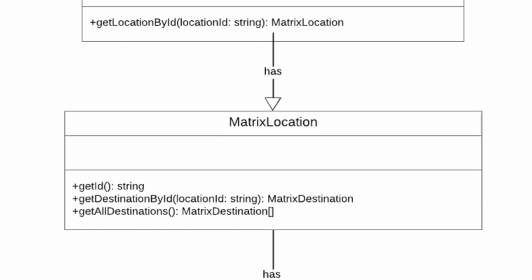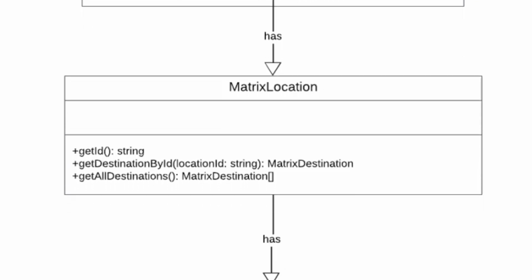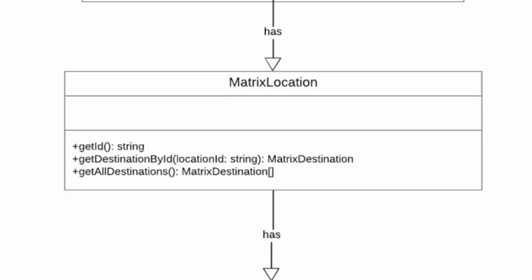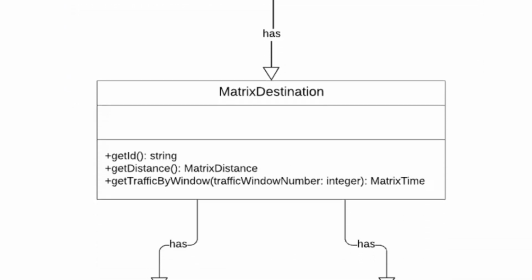A location is represented here by a class called matrix location. That class provides helpful methods for getting a handle on either a single destination specified by its location ID or a method for getting a collection of all destinations. A destination is represented by a class called matrix destination, so let's go ahead and look at that. The matrix destination class represents one of any possible number of destinations associated to a starting location.